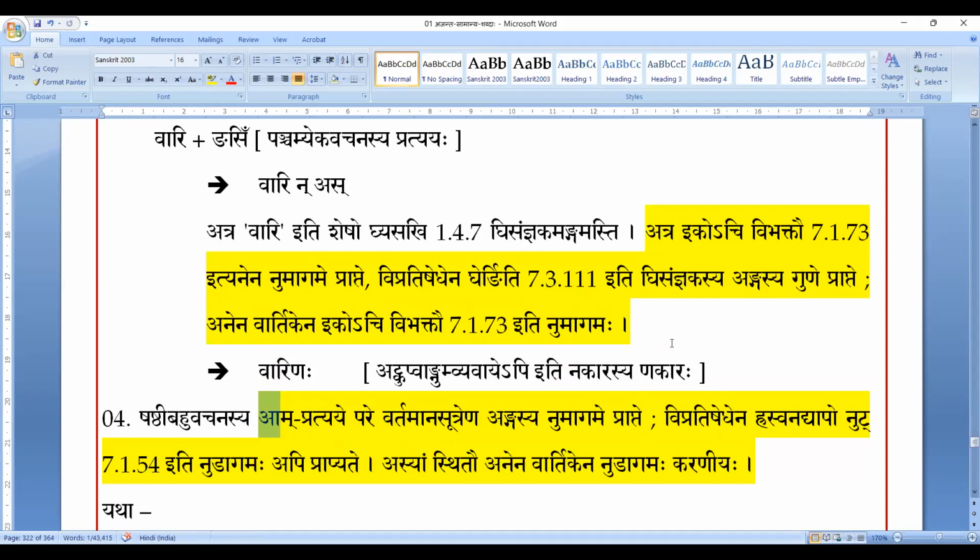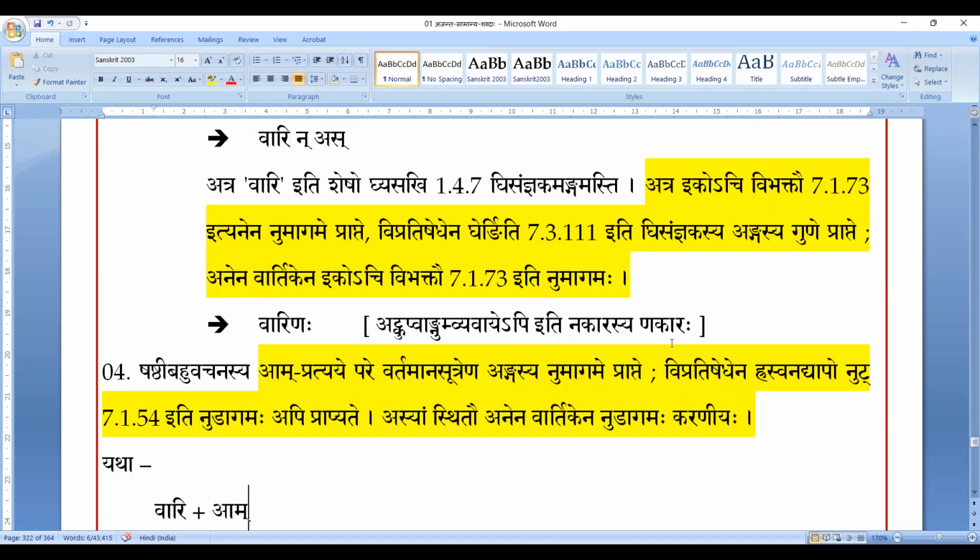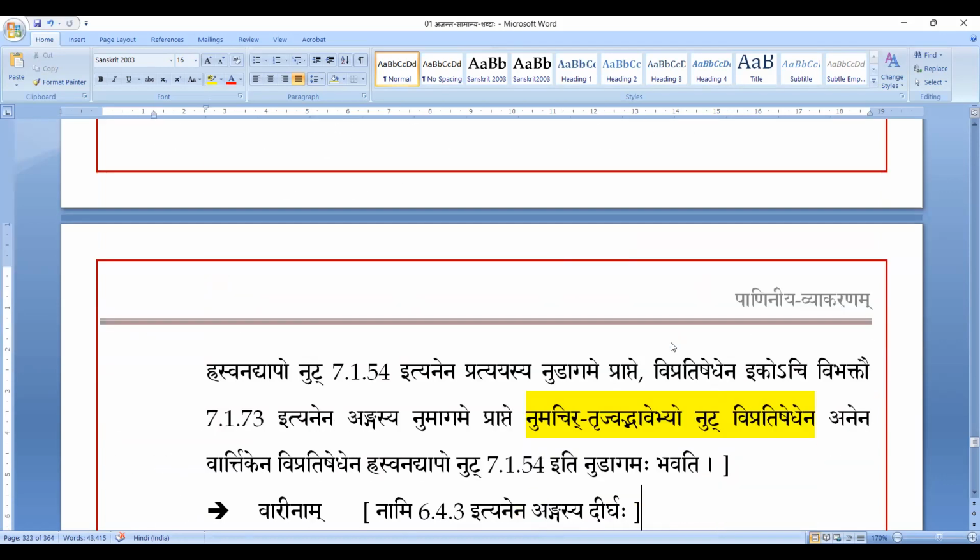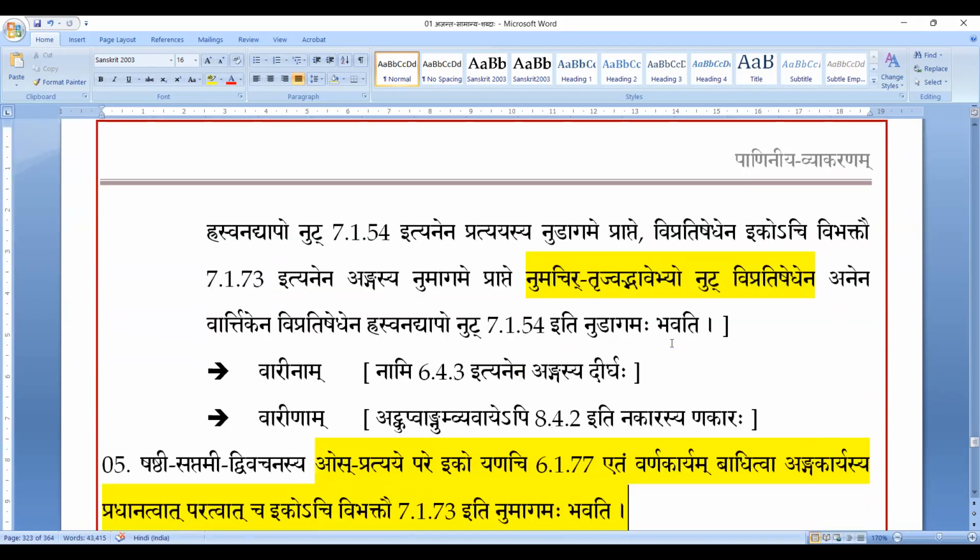So Shashti Bhagavachana, Am Pratyay Pare Vartamana Sutrena, Numagame Prapte, Vipratishedena, Rasvanadhyapaha Nut iti, Num Nutagamahabi Prapyate. Asyam Suto, by the second Vartika, Nut Eva Bhavati, therefore we get Vari now. By this Vartika, Num Achil Trajut Bhavebhyaha Nut Vipratishedena, Divartikena, Pratishedena Rasva Nadhyapo Nut Vidiyate. Vari now.